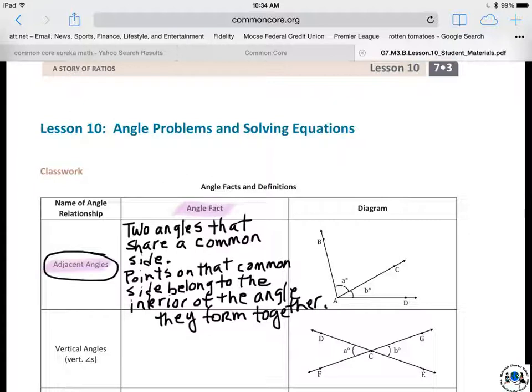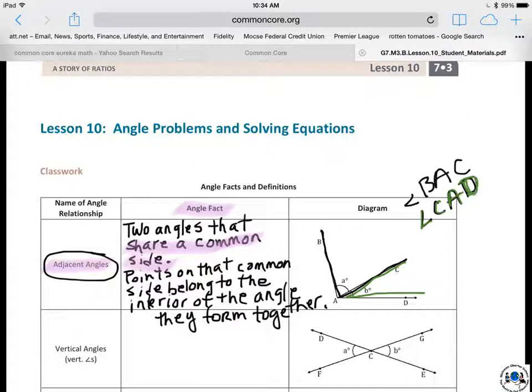Two angles are adjacent when they share a common side. So we can see right here, let's talk about two angles in particular. Let's talk about BAC. We're talking about angle BAC, which is right here. And then we can talk about angle CAD. Let's do that in a different color. So now we have CAD.